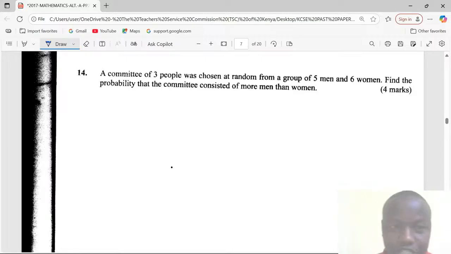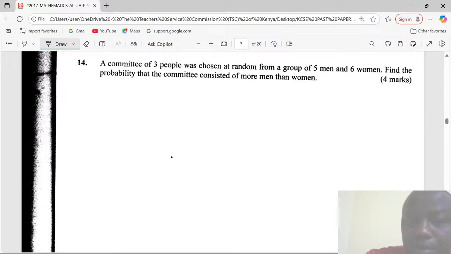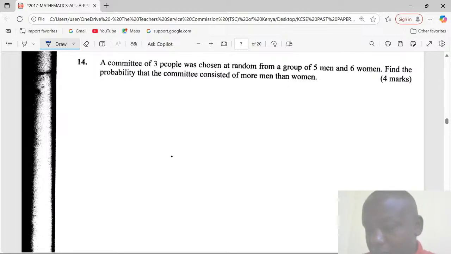Let's check number 14. A committee of 3 people was chosen at random from a group of 5 men and 6 women. Find the probability that the committee consisted of more men than women. We're supposed to give the probability space first, and I'm going to do this using a tree diagram.